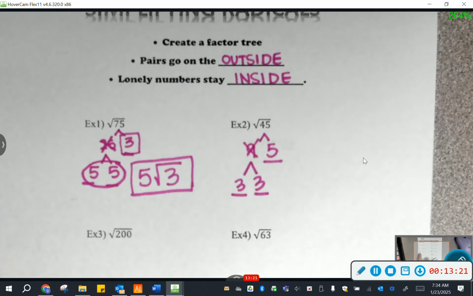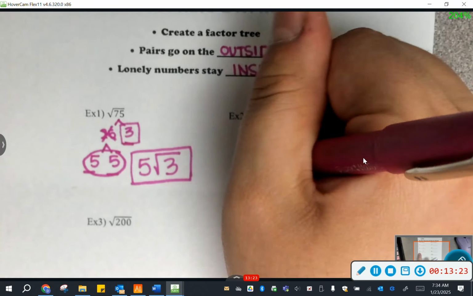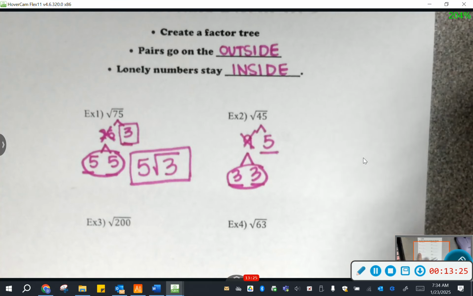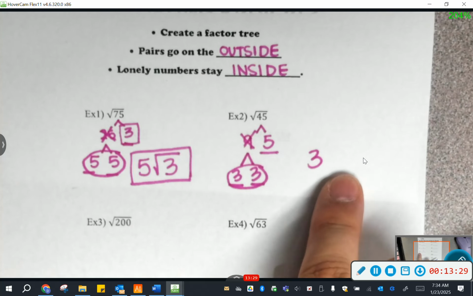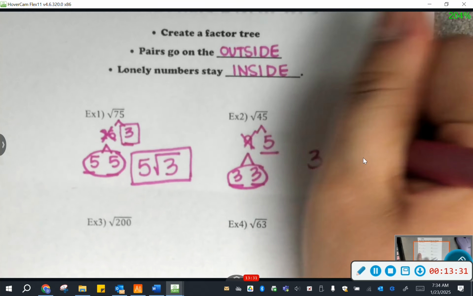Do I have any pairs? The 3's. Pairs go on the outside. And do you see how I'm only writing 1 3 on the outside? Don't write both. Who's all by themselves?